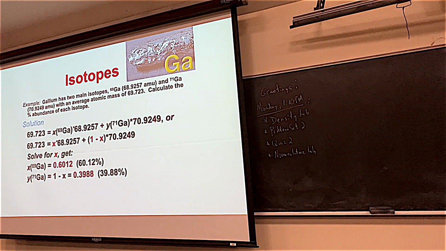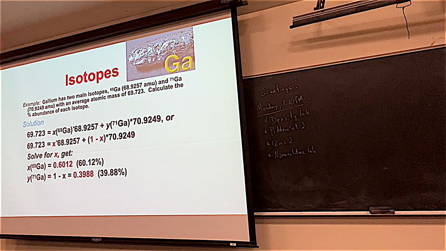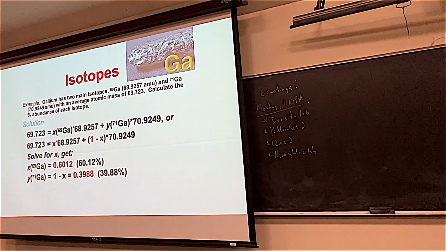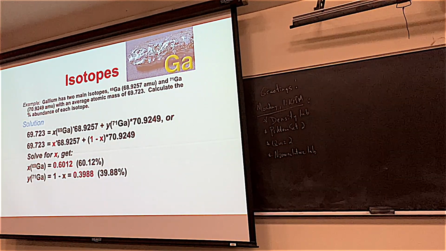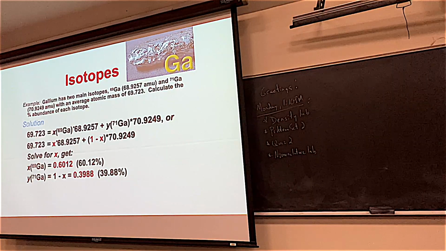If you do this, you get 0.6012 for x, which is the abundance, the amount of the gallium-69. And then 1 minus x, 1 minus this number, gives you the abundance of the other isotope. That would be 39.88%. When you get these two numbers, it's a really cool idea to check yourself and make sure that the numbers kind of make sense.